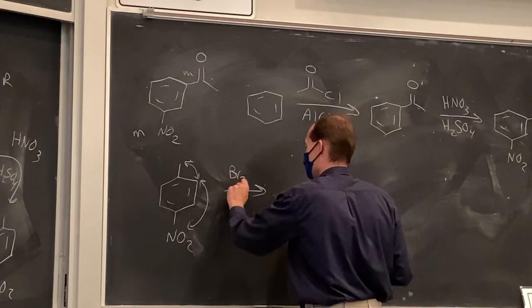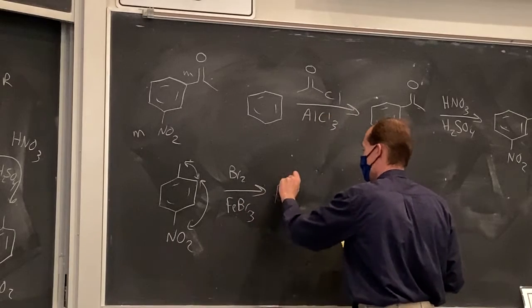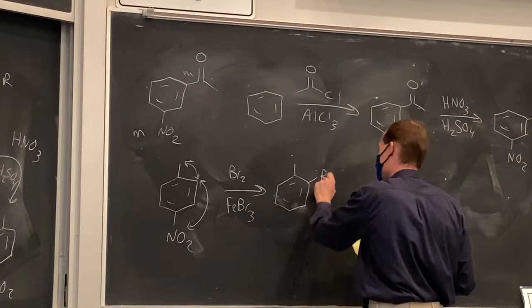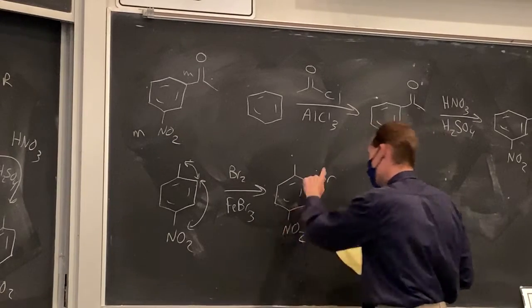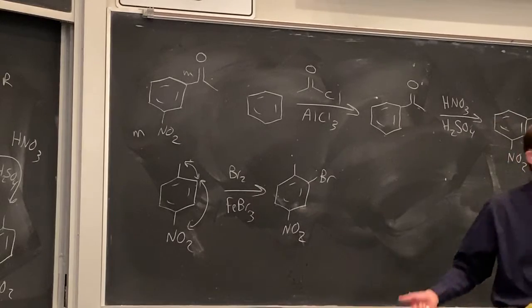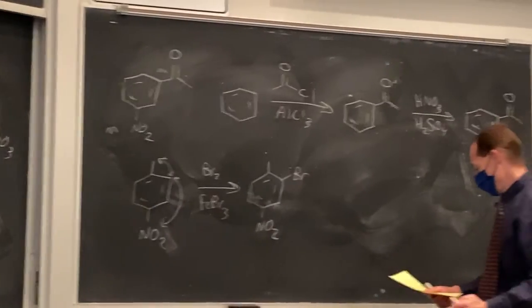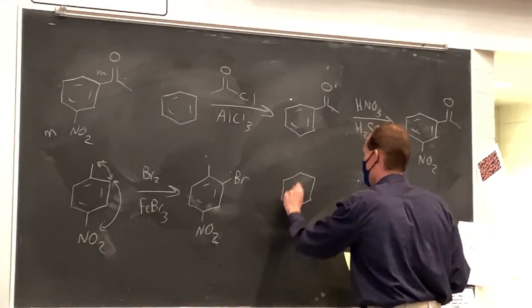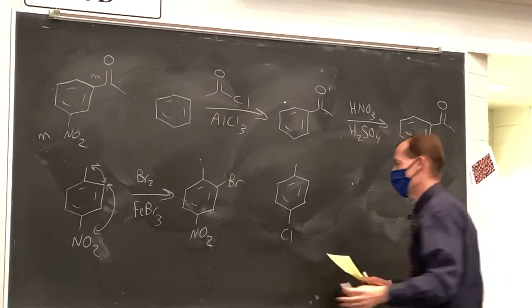Okay, so the directing effects reinforce. We brominate in this particular case, and there's one product that we obtain. The bromine is going to be ortho to the methyl group and meta to the nitro group. Okay, but what happens if we have two groups where the directing effects do not reinforce each other?